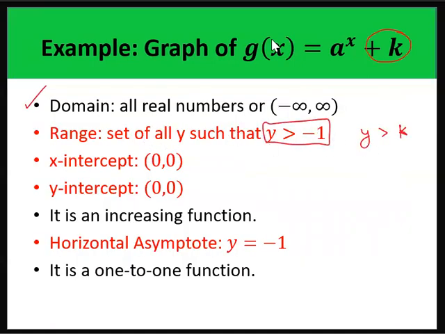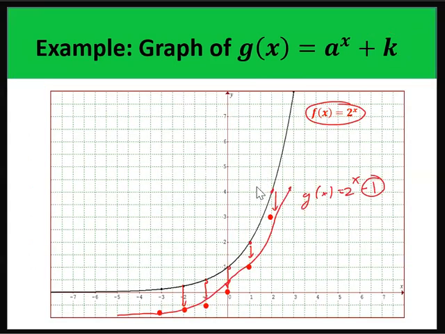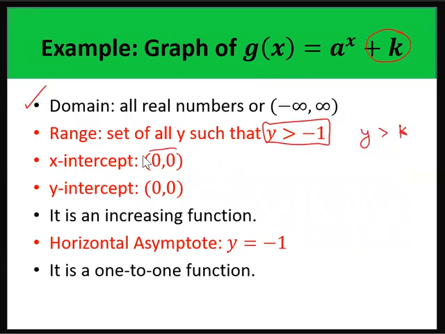our range will be y is greater than negative 1. Now, for the x-intercept, we know that the basic exponential function does not have an x-intercept. However, since the graph now moved downward, the graph will now cross the x-axis. So in this particular example, the x-intercept is the origin, and obviously, it is also the y-intercept. So the range, the x-intercept and the y-intercept may change whenever we have a vertical shift of the basic exponential function.